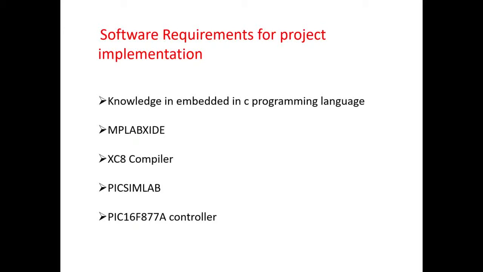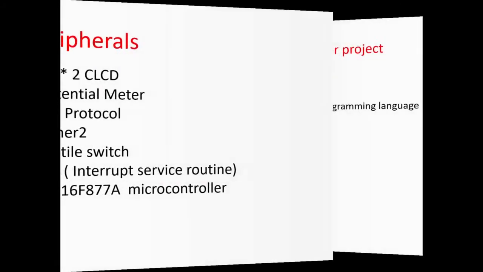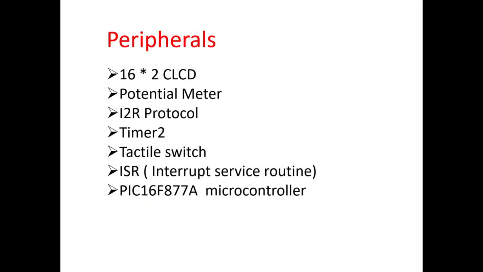And why am I choosing the PIC16F877A controller? At the time of choosing this controller I considered every aspect of my project. All the peripherals I need are available on the chip, that's why I'm using this processor. So what peripherals are required for my project? A 16x2 CLCD, which is a character LCD. After that, I am using a potentiometer to control the speed, and the I2C protocol, which is also most important to store the current time. I need to save real time, that's why I'm using the I2C protocol here.